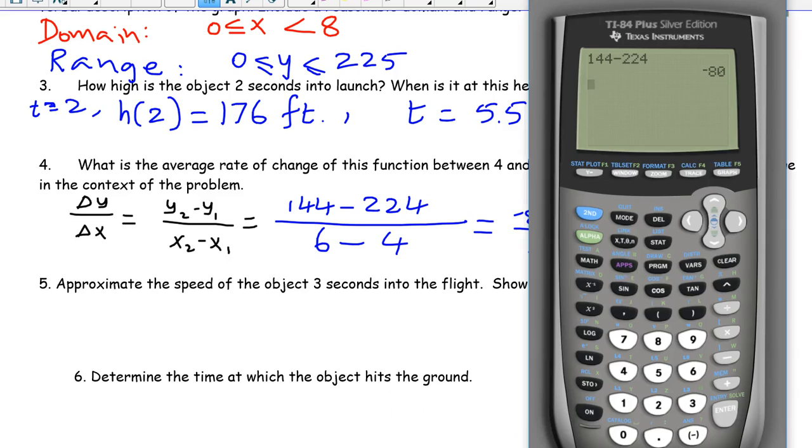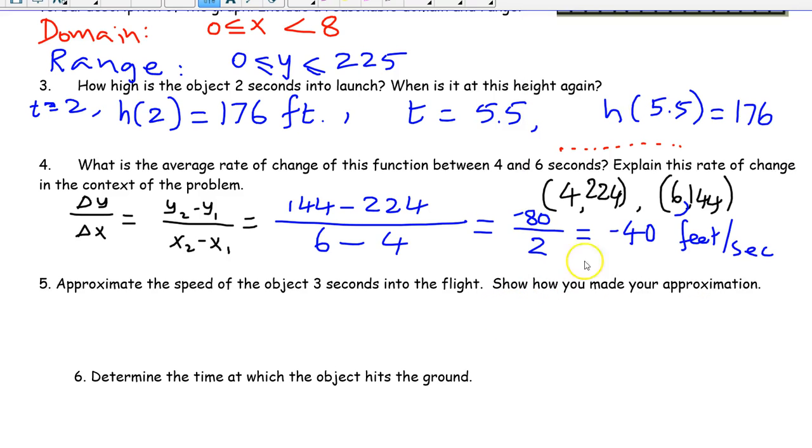And what do you mean by this? When you follow the graph over here in that time period, from 4 to 6 seconds, you are coming down. The height is reducing as you proceed after 4, 5, and 6 seconds. The height of the object is going down at this rate, at 40 feet per second. That's the meaning of it.